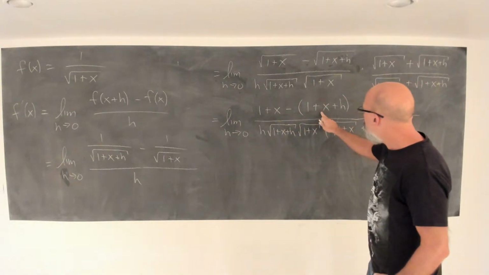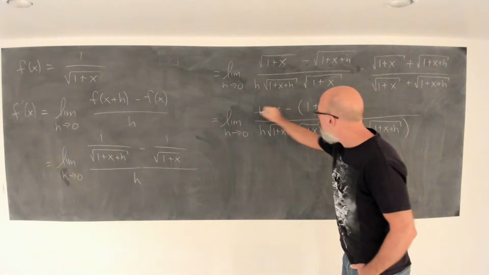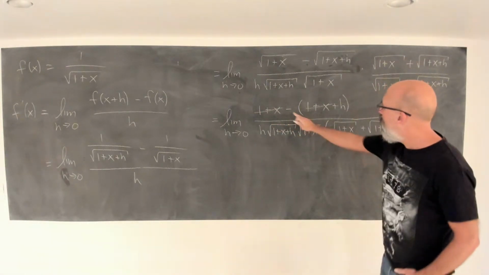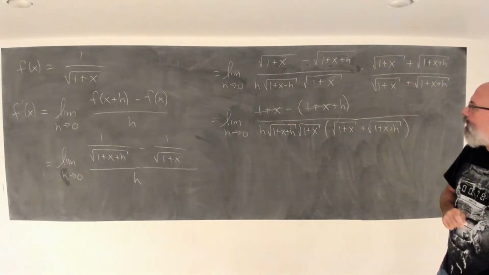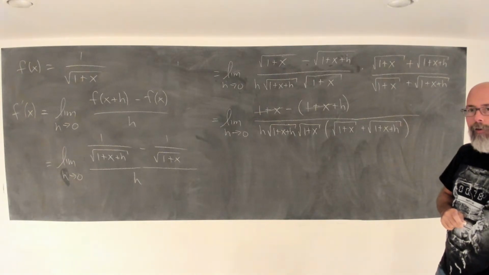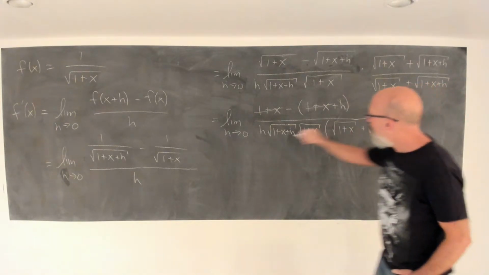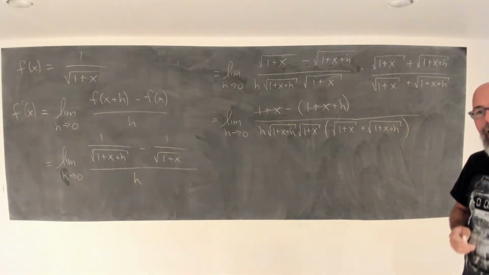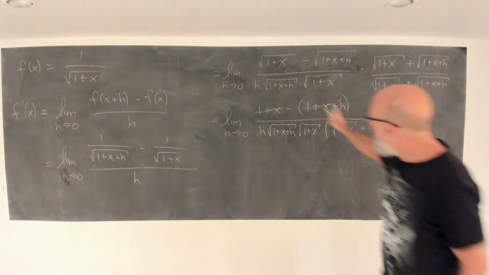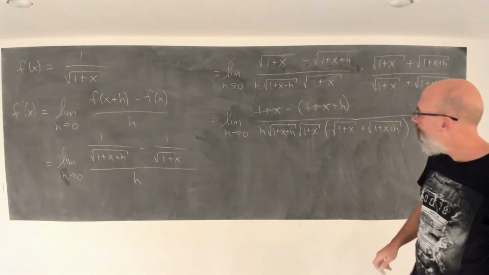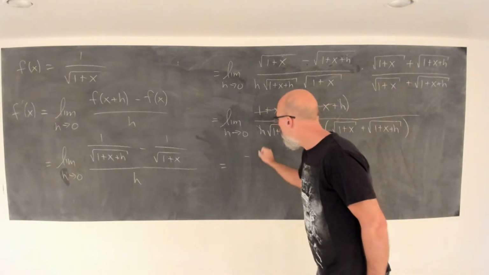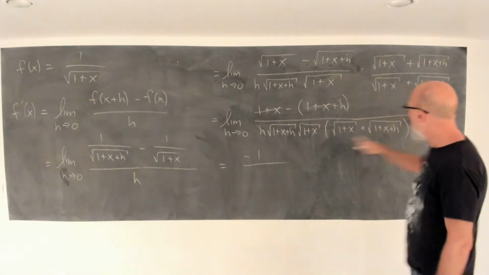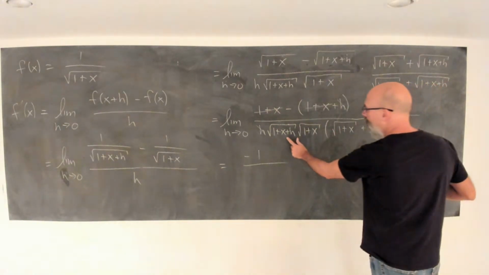The 1 plus x minus 1 plus x, these are going to cancel, leaving you with a minus h on top. The h and that h is going to cancel, and then you no longer have a 0 over 0. The numerator is just negative 1. So this limit is going to be negative 1 over whatever the denominator is.